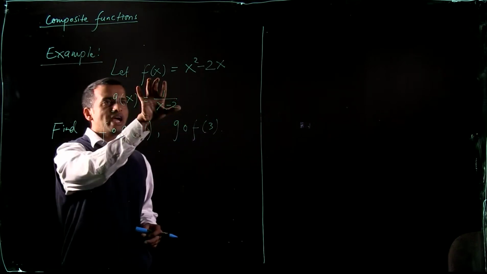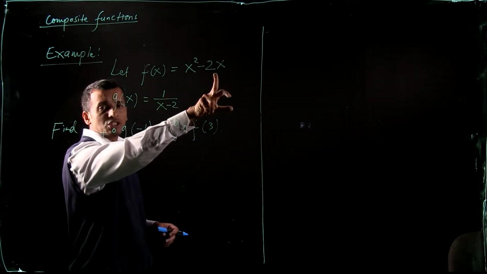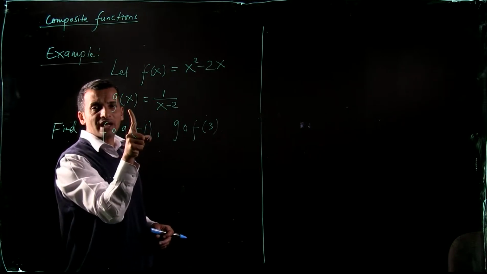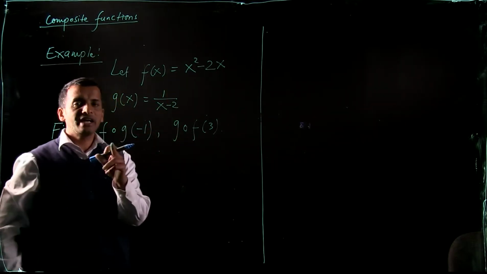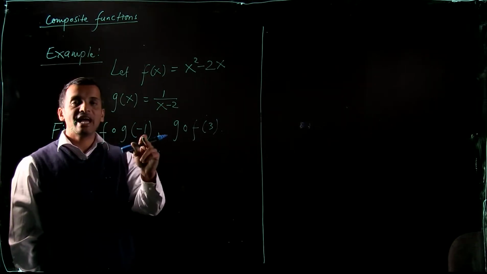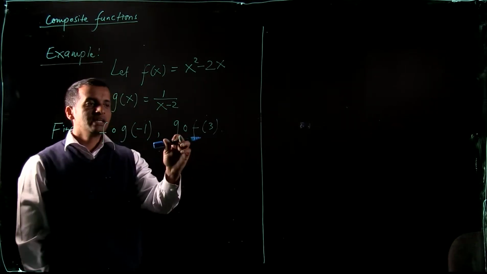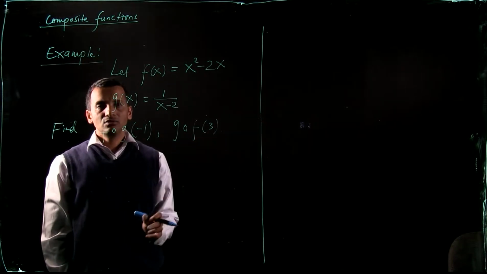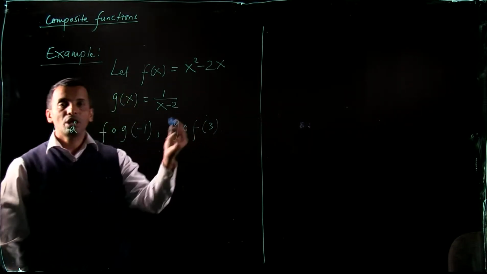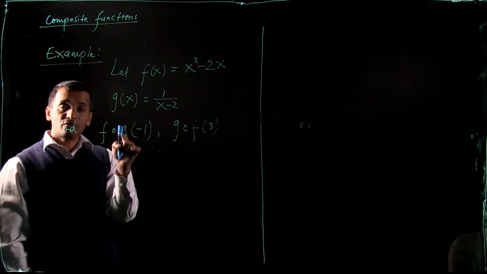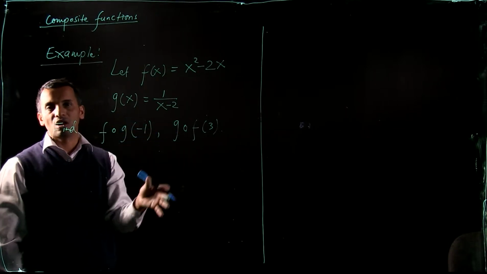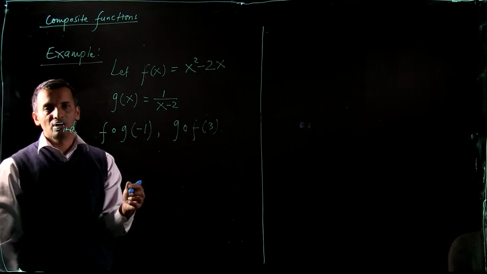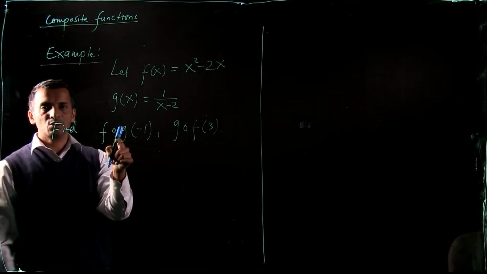Here f of x is given as x squared minus 2x, and g of x is given as 1 over x minus 2. So you want to find f composite g at -1 and g composite f at 3. Okay, so how do we do that? Let me do the first. I will show this in 2 different ways. One way is easier, or shorter, than the other. So let's find out the easier way first.